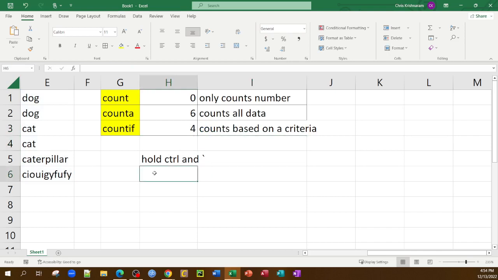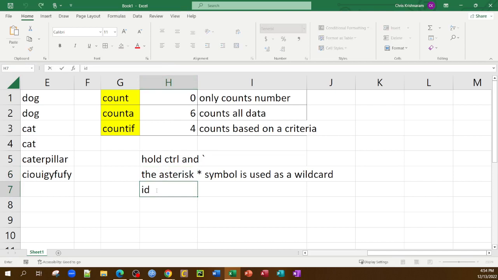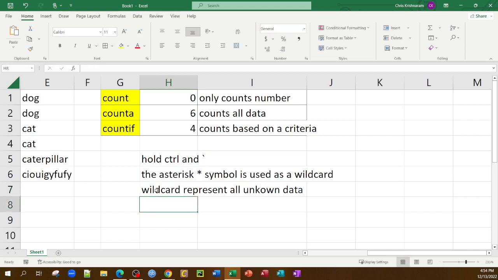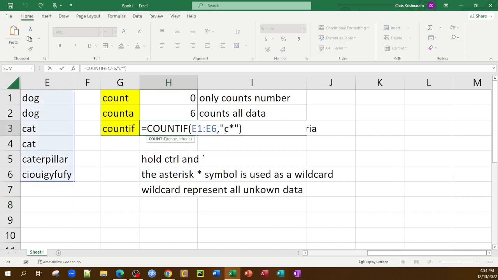So, the asterisk symbol is used as a wildcard. A wildcard represents all unknown data. So that's the purpose of the wildcard. So C asterisk, the asterisk representing everything that comes after C.